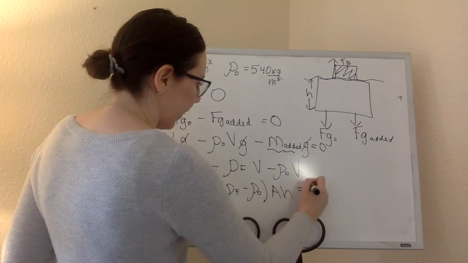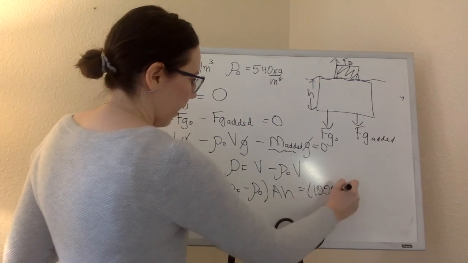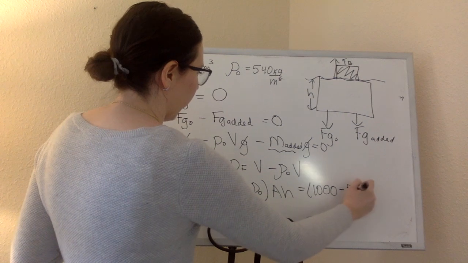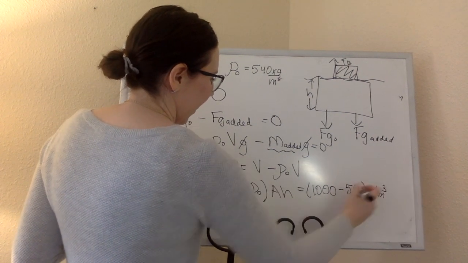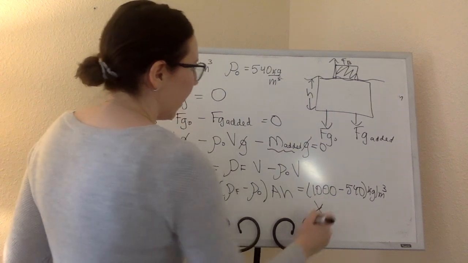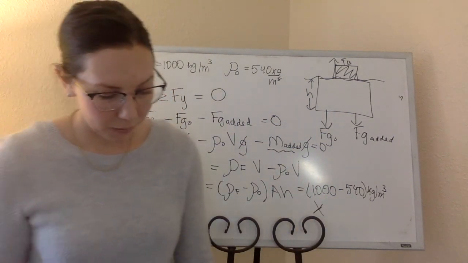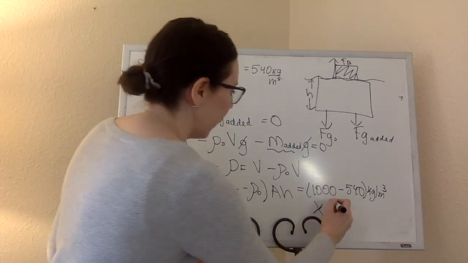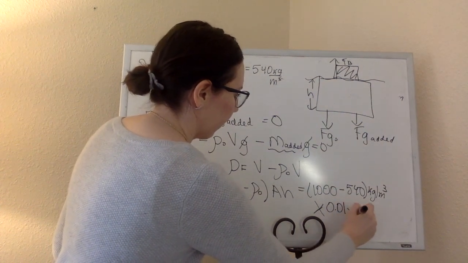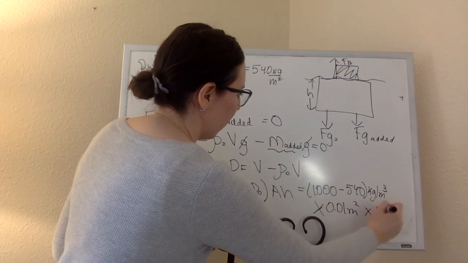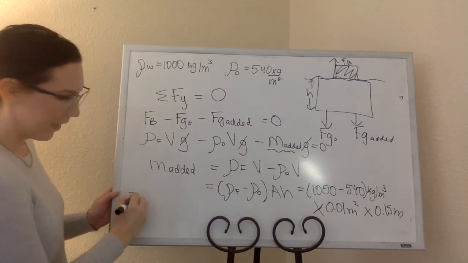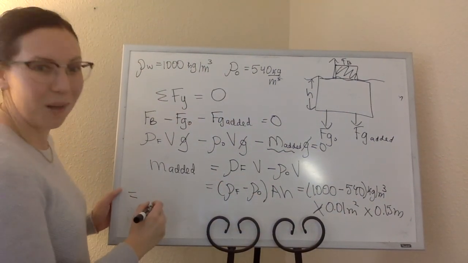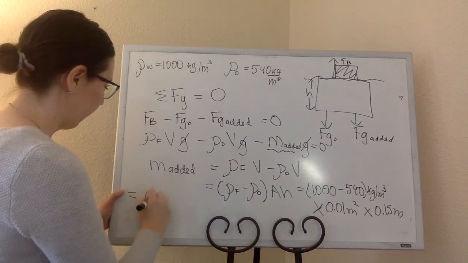So our densities are 1,000 minus 540. That's kilograms per meter cubed. And then we'll have times the area. It was 100 centimeters squared, so that's 0.01 meters squared. And then times the height, 0.15 meters. Okay, and I'll put the answer here. That gives me a mass of 0.69 kilograms.